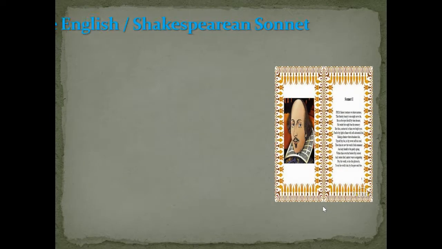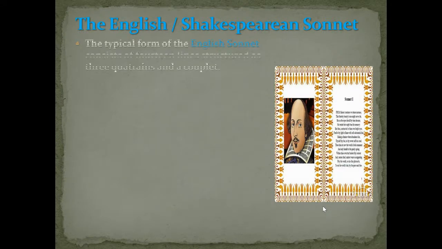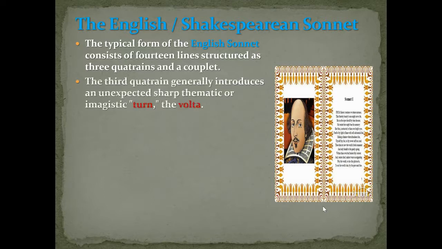So sonnets are very compact, and that's one of the reasons why they're hard to study at times, because there could be a lot of ideas going at once. But it's also important to look at how we can structure literature in a very, very strict way. So the typical form of the English sonnet consists of, again, 14 lines. But it's structured a little differently. So we have three quatrains and then a couplet. So we have three sets of four lines, and then the last two lines.